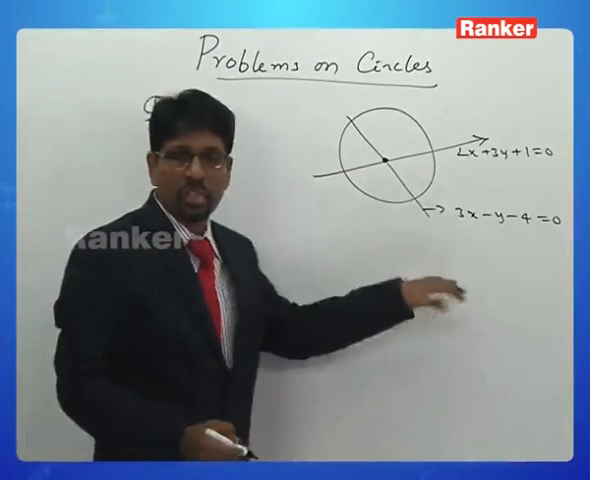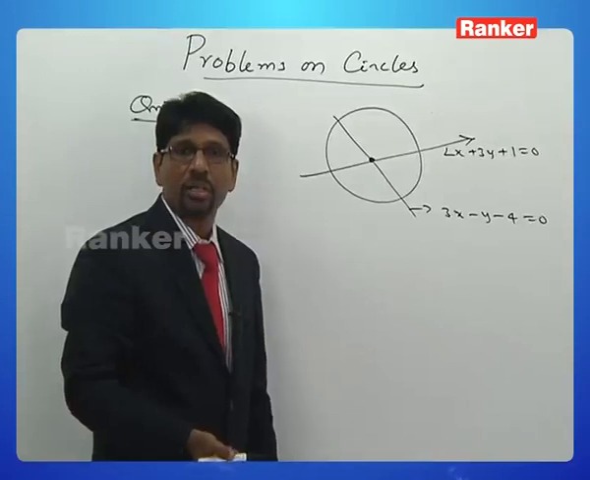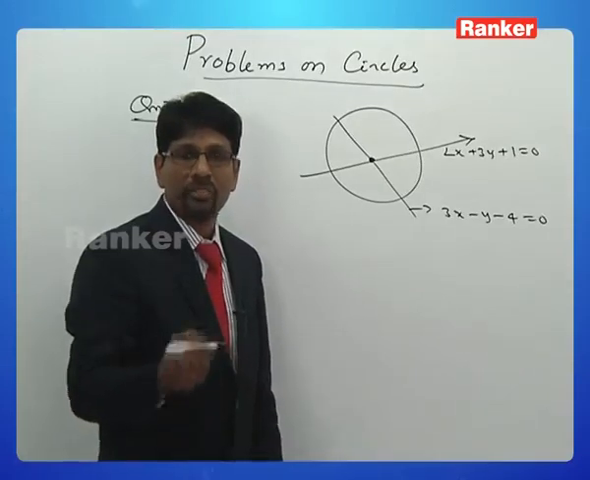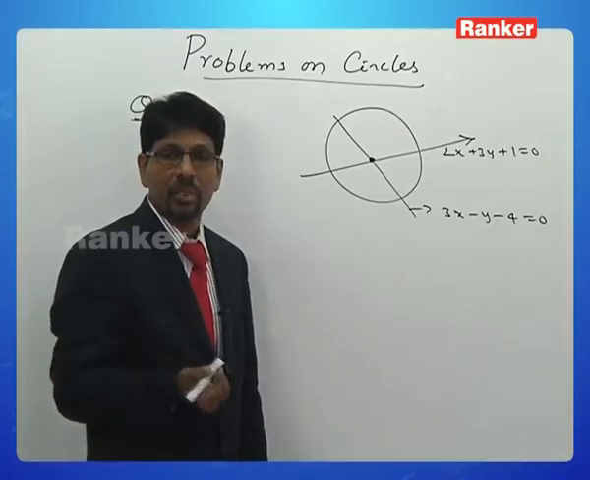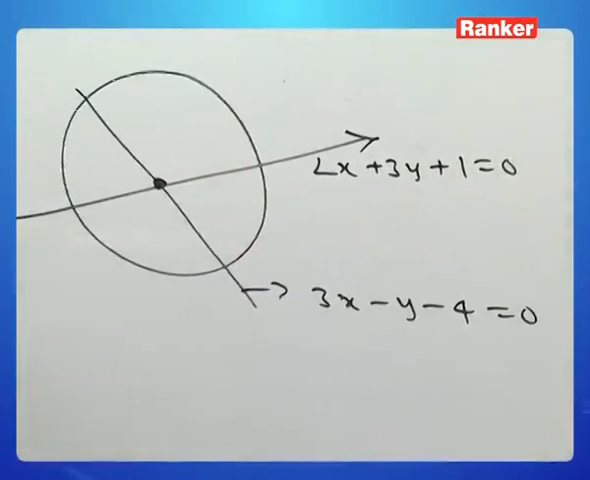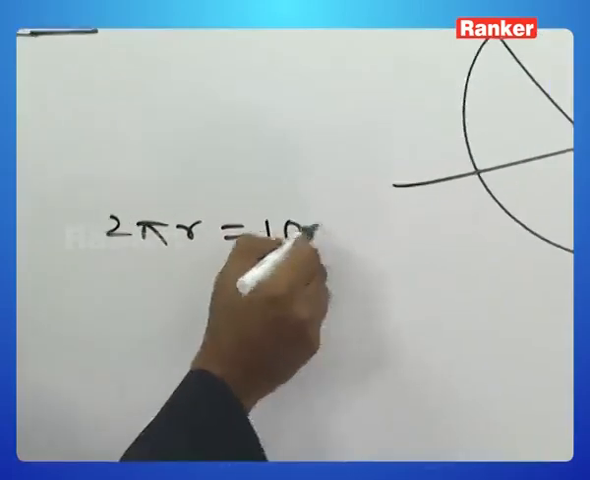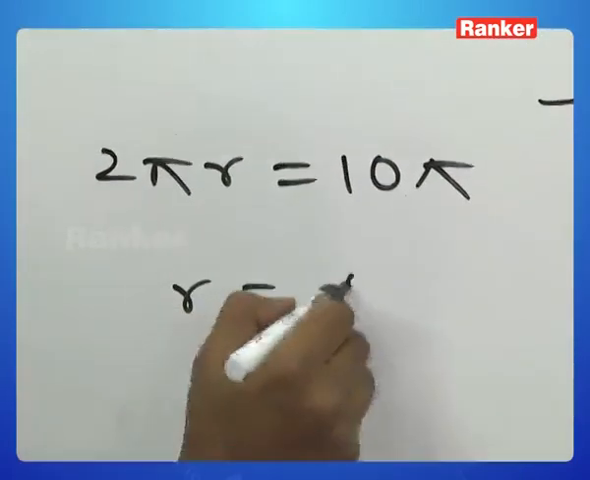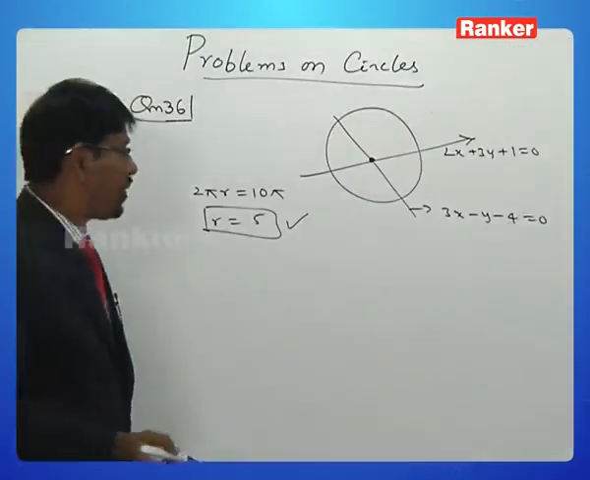So solving these two, we'll get the center. And what else is required to write the equation of the circle? We require some way to find out the radius. Circumference is given to be 10 pi. What is circumference? 2 pi r. So 2 pi r is given to be 10 pi clearly, so r has to be 5. So radius has been found to be 5 units.